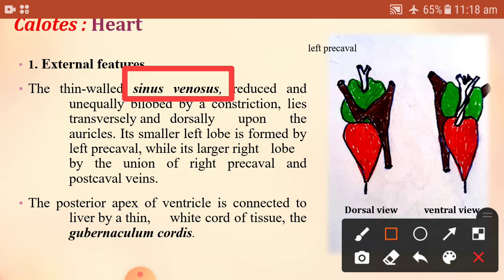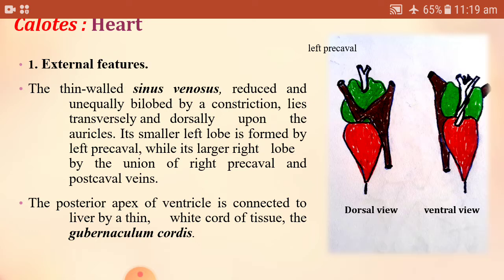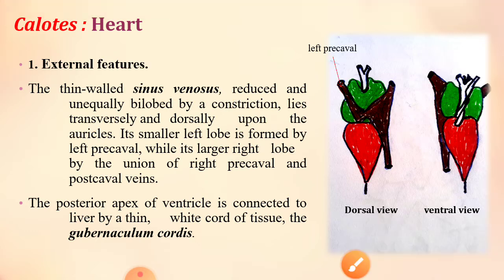Again we can see that the smaller left lobe is made by only the left precaval vein. The smaller left lobe is formed by the left precaval vein, while the larger right lobe is made by the union of the right precaval and postcaval veins. So the sinus venosus is made by the combination of two precaval and one postcaval vein.